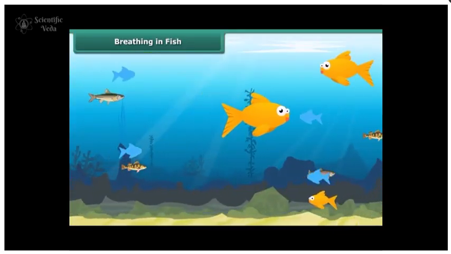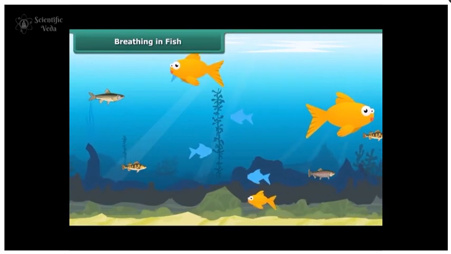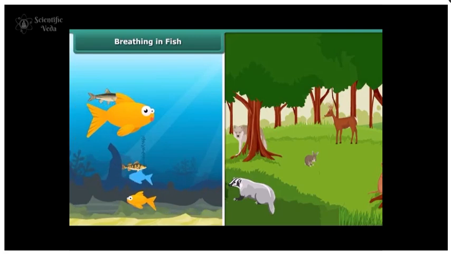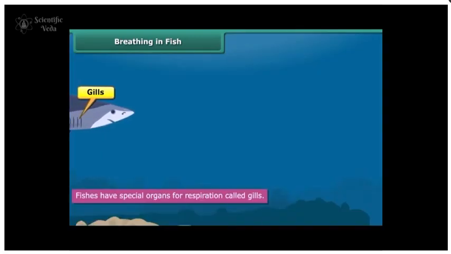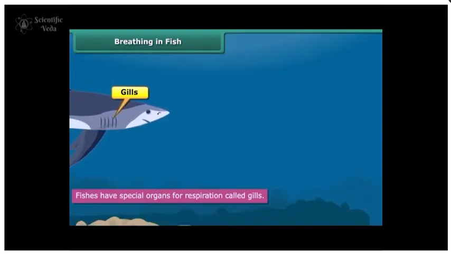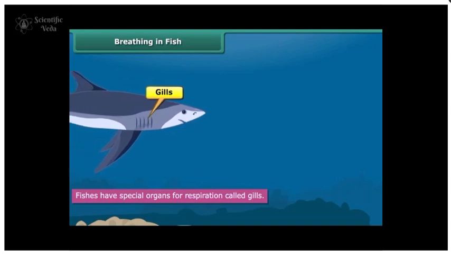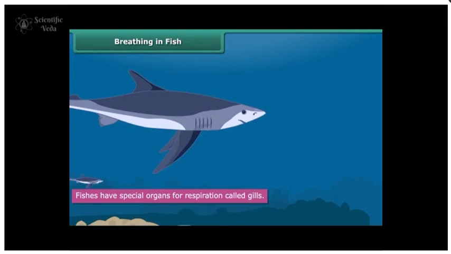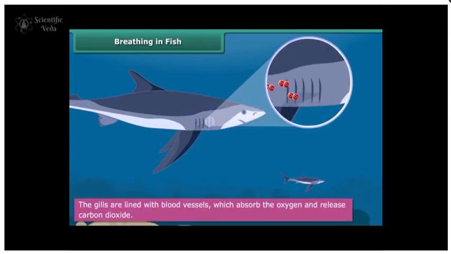Since fish is an aquatic animal, its respiratory system is different from the respiratory system of animals living on land. Fish has gills that allow it to breathe in water, so the fish is under no compulsion to come to the surface of the water for air. They take in oxygen-rich water through their mouth and pass it over the gills. The gills are lined with blood vessels which absorb the oxygen and release carbon dioxide into the water. The deoxygenated water is then expelled from the body through gills.